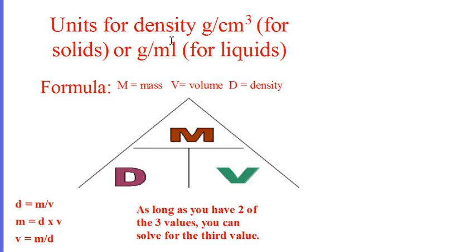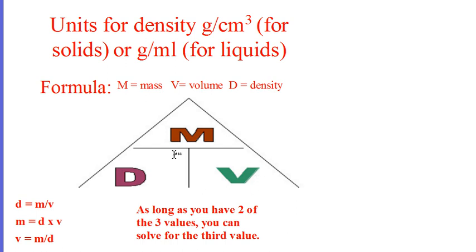Units for density are going to be grams over centimeters cubed, because grams is the unit for mass. Centimeters cubed would be the unit of volume for a solid. The reason this unit of measurement, and this trips a lot of people up, has two parts is because it represents mass and volume, mass per unit volume. You divide the mass by the volume. So you've got grams over centimeters cubed for solids, or grams per milliliter, grams over milliliters for liquids.